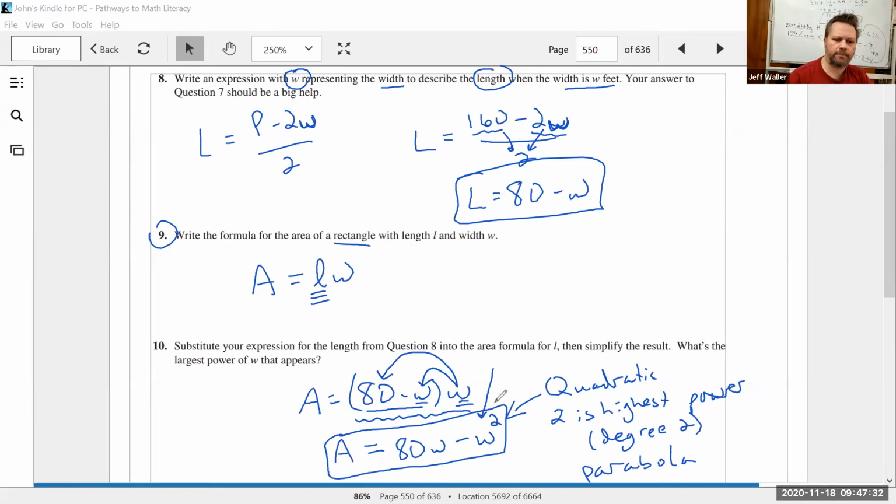We got a parabola. In fact, we can be more specific. Wasn't it a down parabola that we got? Why was it down? Because that's negative. If the W squared term is negative, it's going to be a down parabola. It's going to be a sad parabola. If it's positive, it's going to be a happy parabola. I know that's dumb. I don't care.